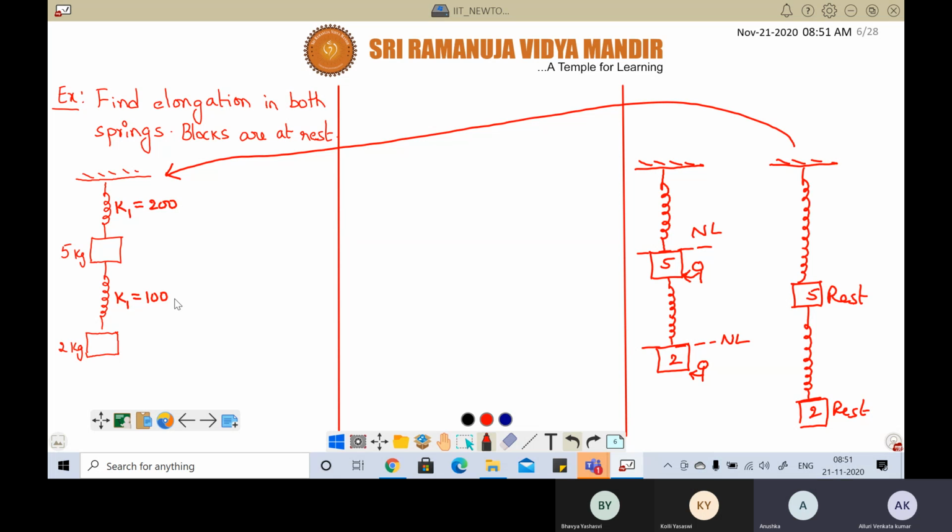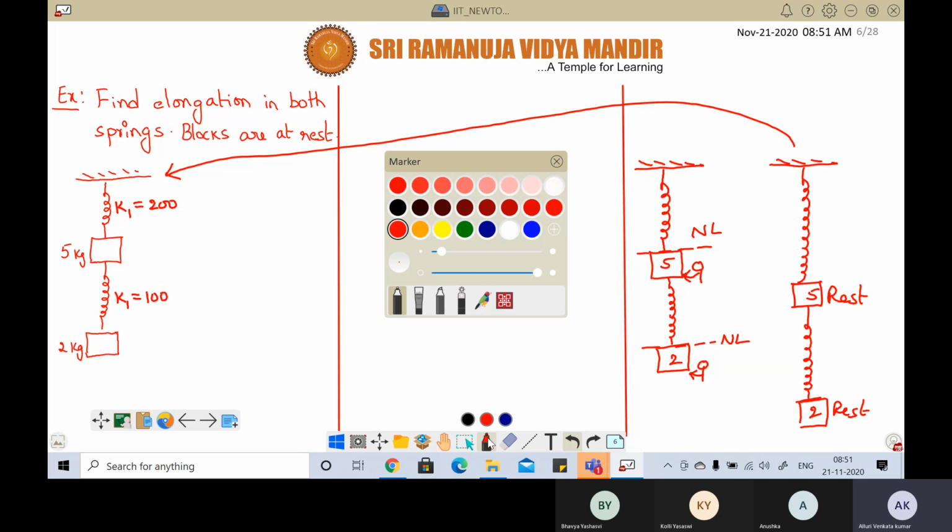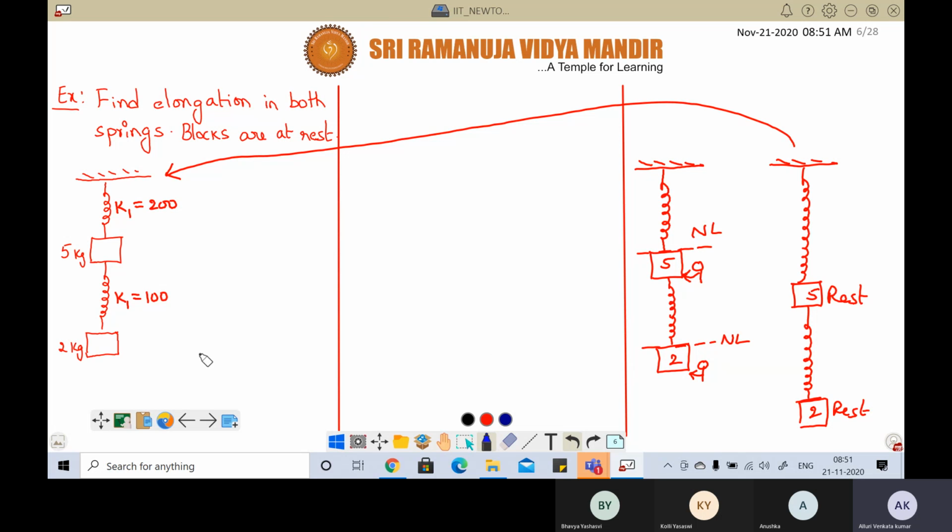So the top spring with 5 kg is 0.25 and the 2 kg one is 0.2. Okay, let us see. First, what I have to do? Draw the free body diagram of this one, 2 kg. What are the forces? Gravitational force. How much? 20. Spring force. At this point, spring force will be which side? Up or down? Upwards.